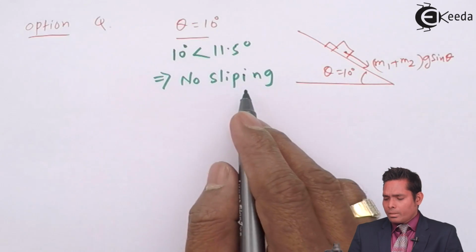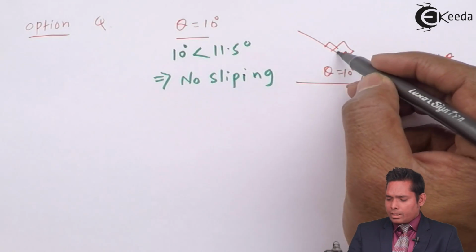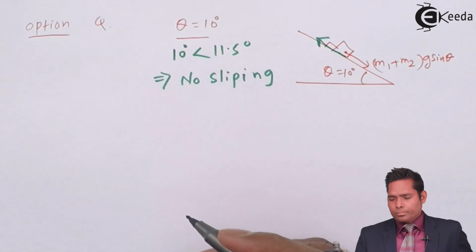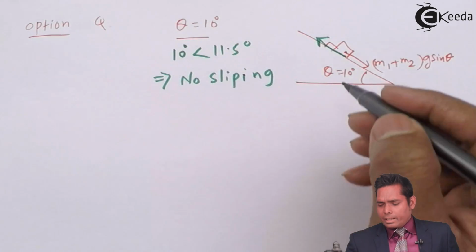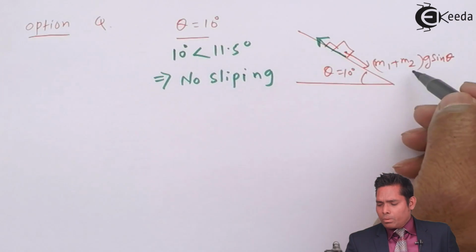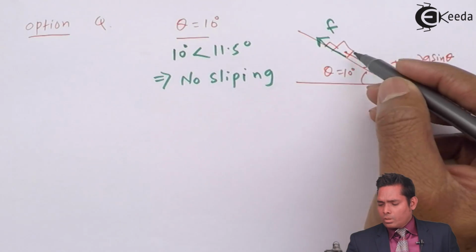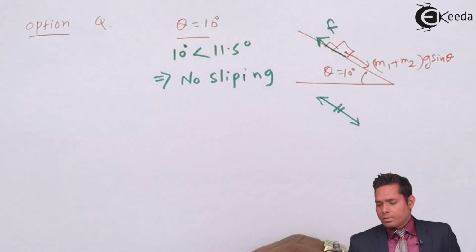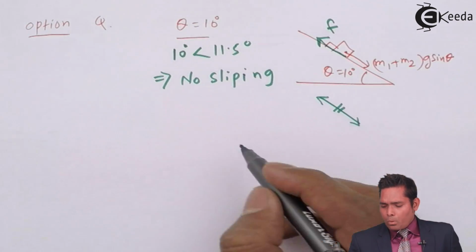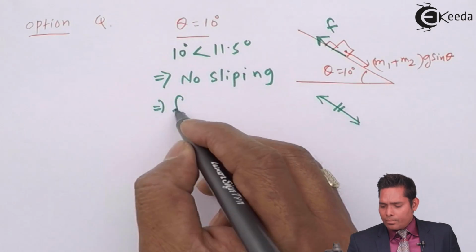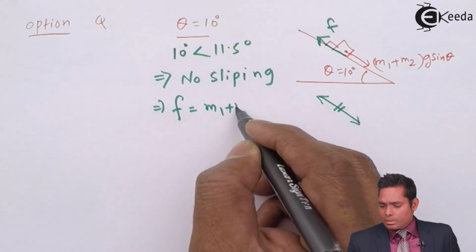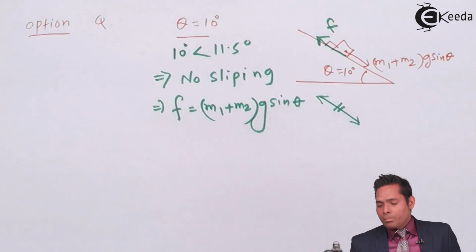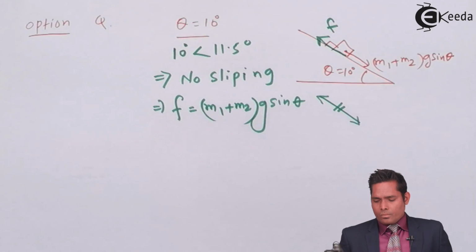If there is no slipping, then the friction that is acting on this block must be equal to this. Because it is not slipping, the forces in that direction must balance. So therefore the friction that will act equals (m1 plus m2) g sin theta. It is the same frictional force that will act.